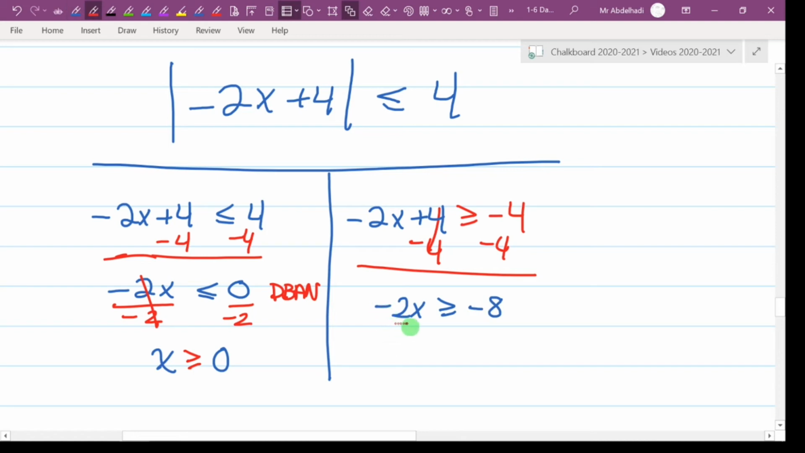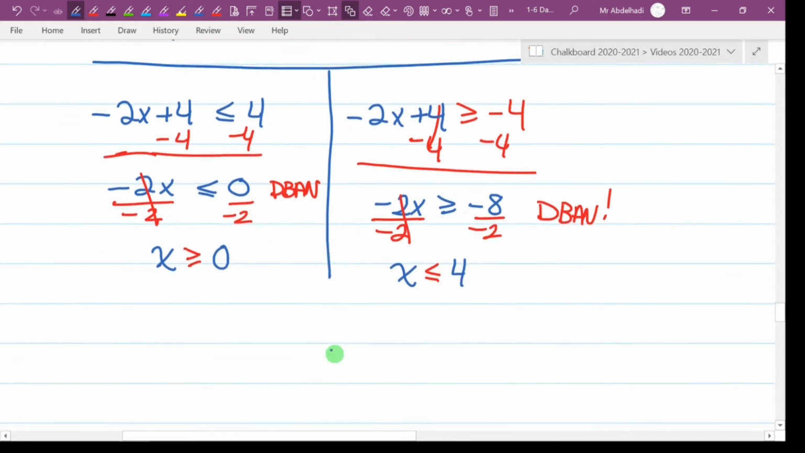But now what am I dividing by? I'm dividing by a negative 2 again. So yeah, I'm going to D-ban here as well. Okay, divide by a negative. So that means this becomes x. This is going to flip, and that's going to be positive 4 right there. Okay, I have my two inequalities.